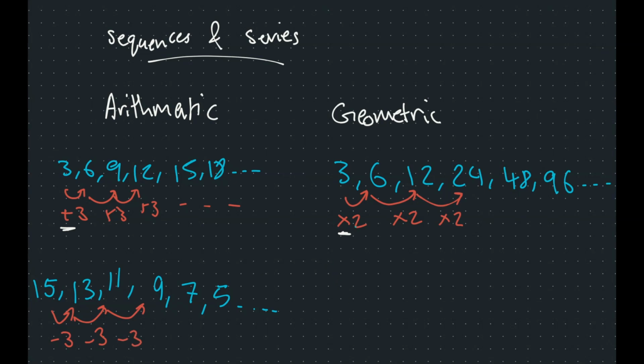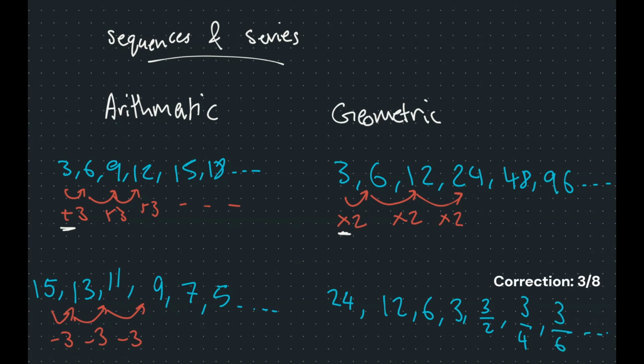And here, what if we had, for example, 24, and then 12, and then 6, and then 3, and then 3 over 2, and 3 over 4, and then 3 over 8, and so on. Here, what we do is divide by 2 each time, which is the same as multiplying by a half. So multiply by 1 over 2, multiply by 1 over 2, and so on.